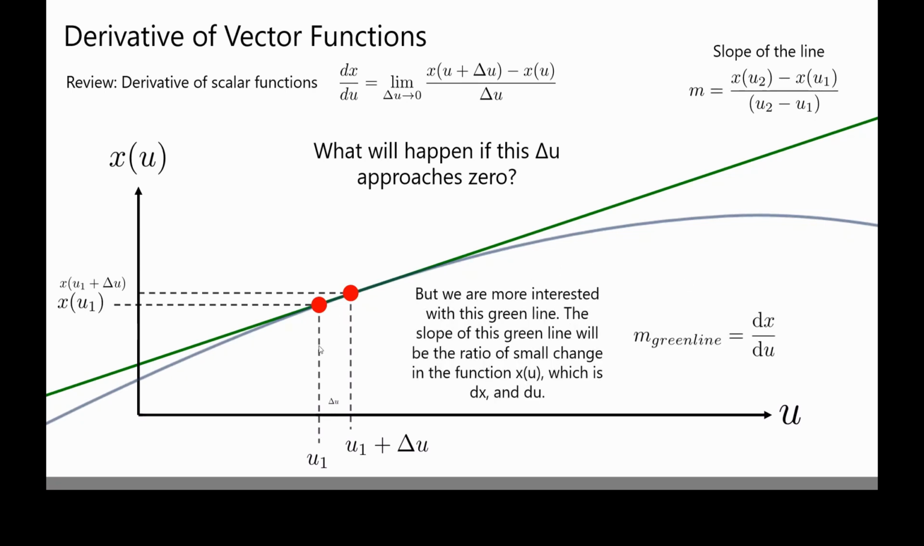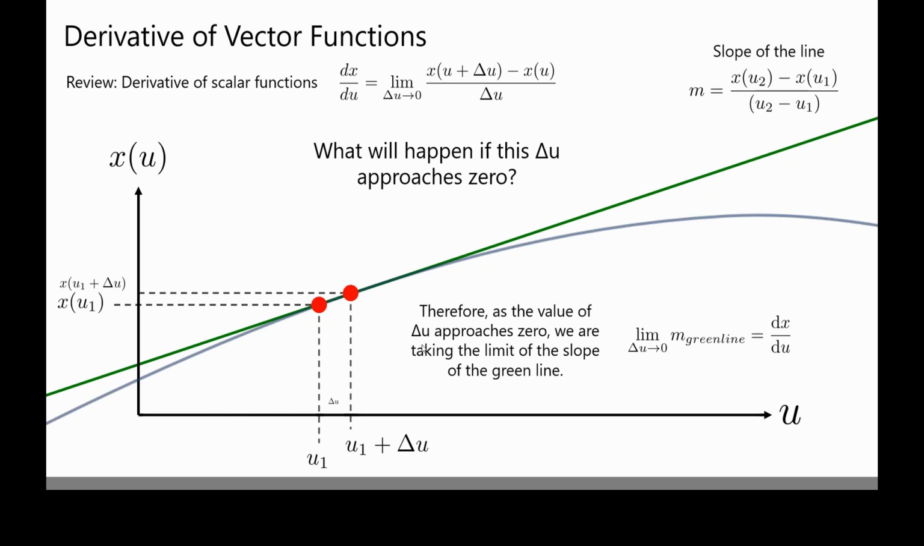But take note that we are more interested with this green line. We are not that interested with the small change in u or small change in x alone. We are interested with both of them, and the ratio of them, the slope. The slope of this green line will be the ratio of the small change in the function of u, which is dx, and your du.